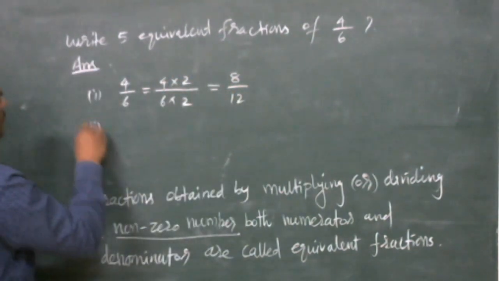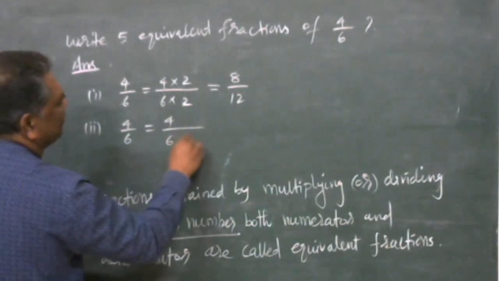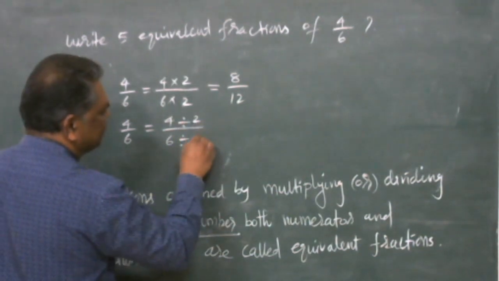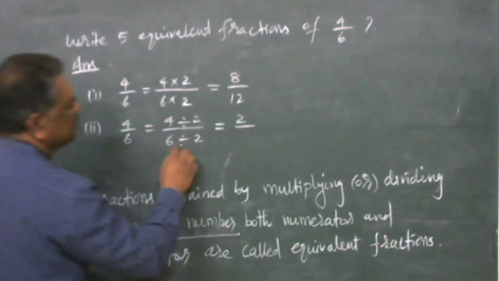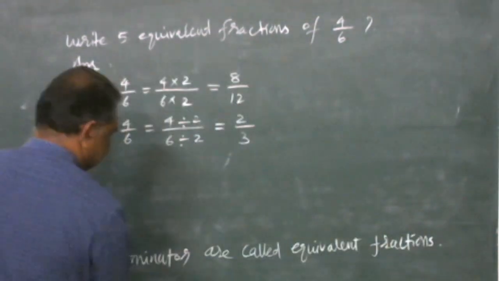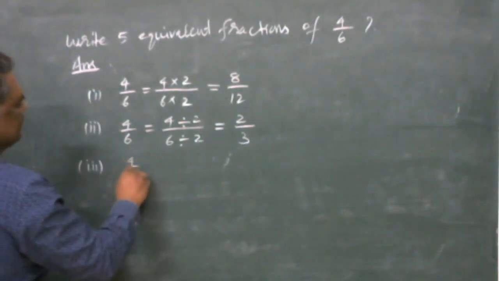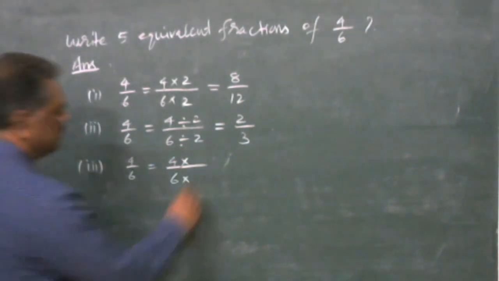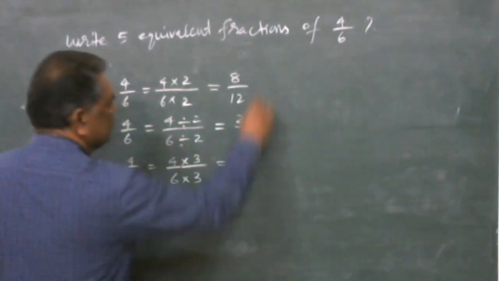Second fraction, 4 by 6. Instead of multiplying, we can also divide. That is why I have taken 4 by 6. You can also divide by 2, the same number. 4 divided by 2 is 2, 6 divided by 2 is 3. Another, third one, 4 by 6, you can multiply both numerator and denominator by 3, you will be getting 3 4s are 12, 3 6s are 18.